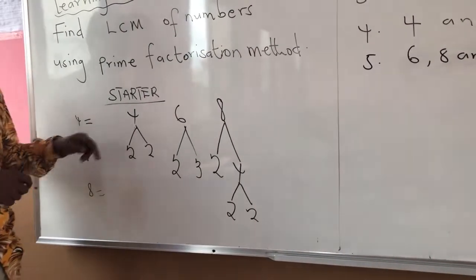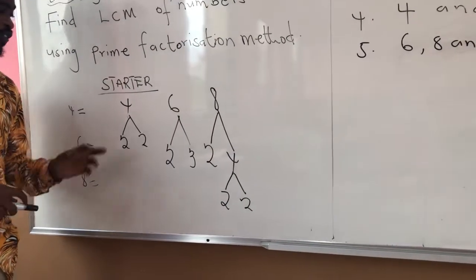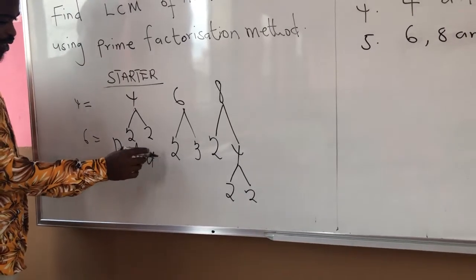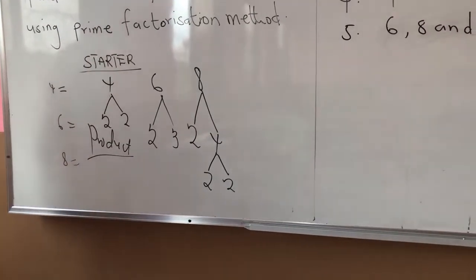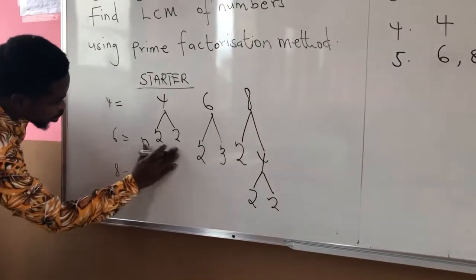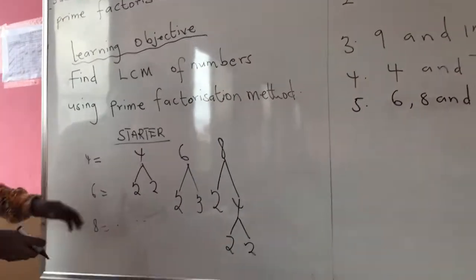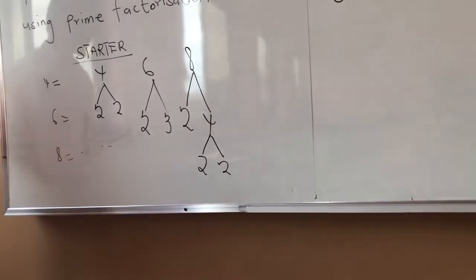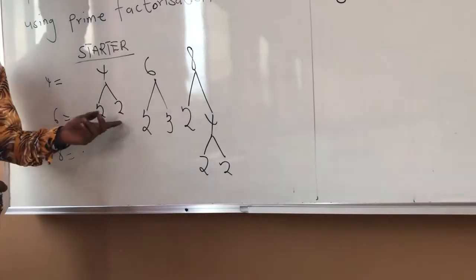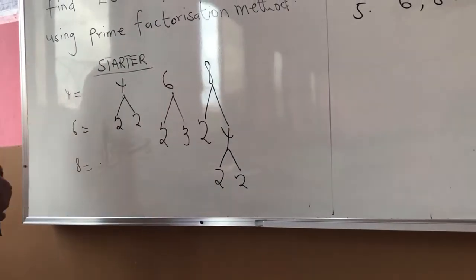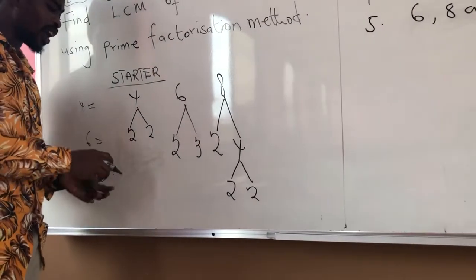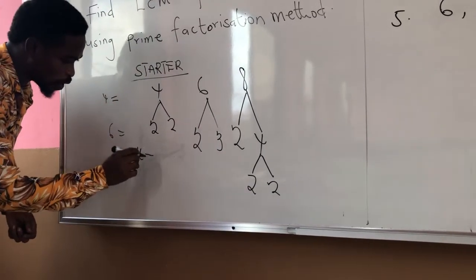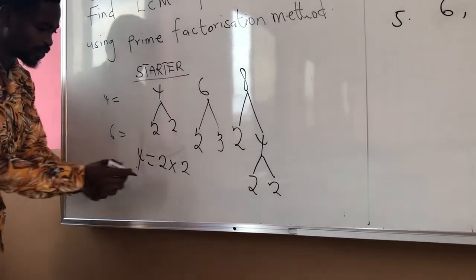Now we have 4. The product of 4 is two numbers multiplied. Anytime you see the word product in mathematics, it means multiplication. Two numbers, when we multiply them, we get 4. The numbers are 2 and 2. So 2 times 2 will give us 4. So the factors of 4 under prime factorization is 2. We write it: 4 equals 2 times 2.